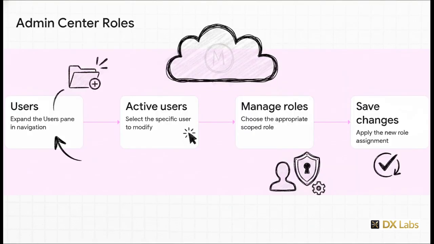Now, for the exam, you've got to memorize this exact click path in the Admin Center. First, you just expand Users and select Active users. Click on the person you're modifying, and in their details pane, hit Manage roles. Choose your scoped role and save. Simple as that. This is your standard path for basic individual role assignments.